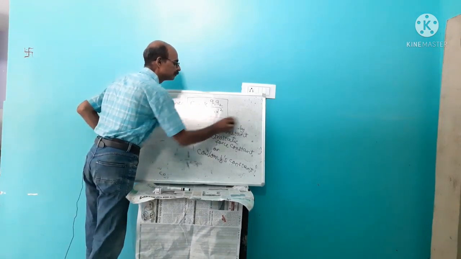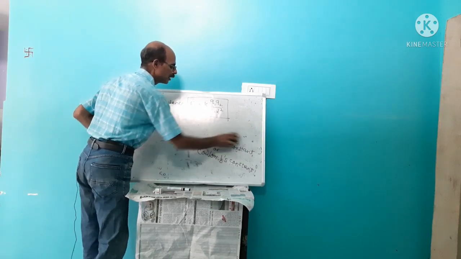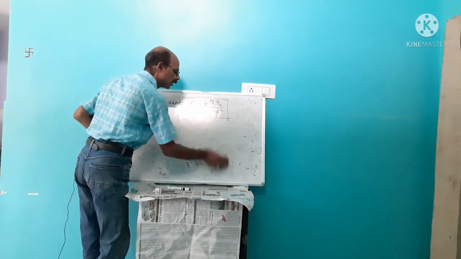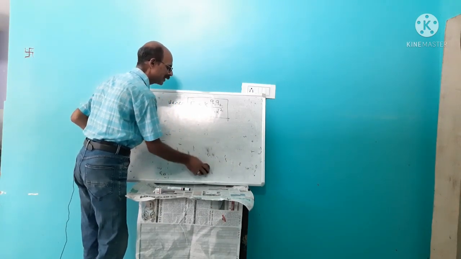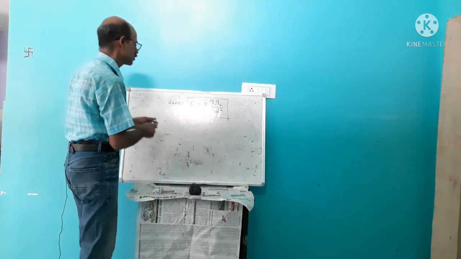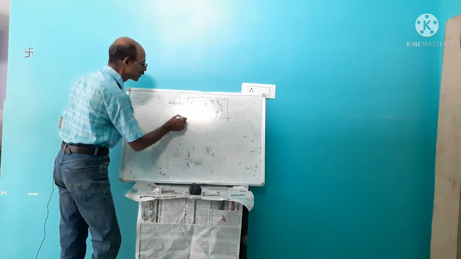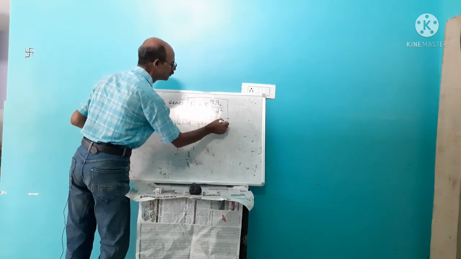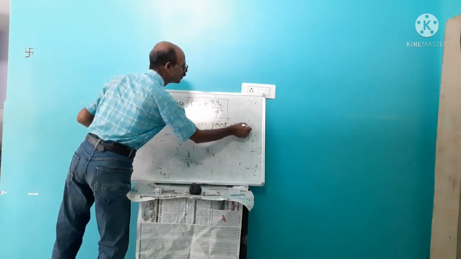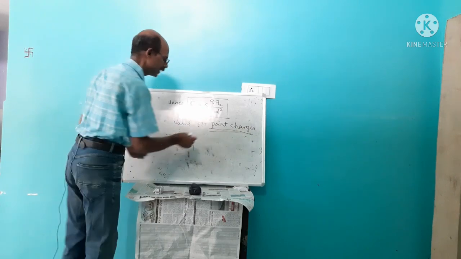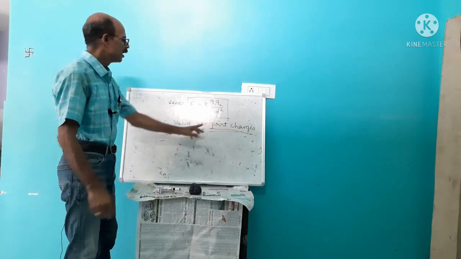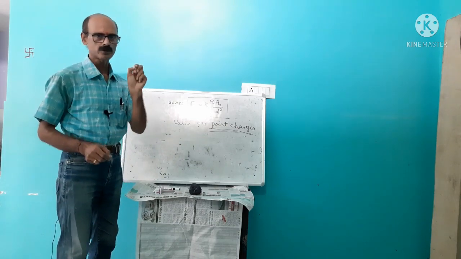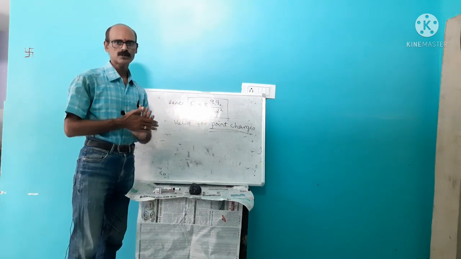And one more thing, this Coulomb's law is valid only for point charges. This point charges has two meanings. One is, suppose the size of the charges is very minute, then those can be considered point charges.